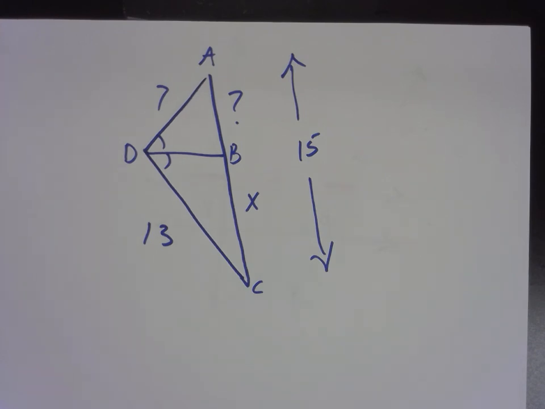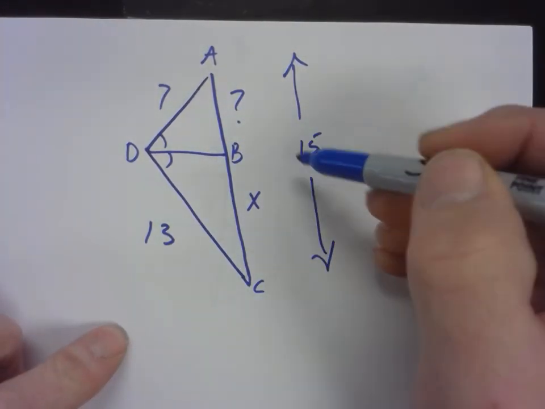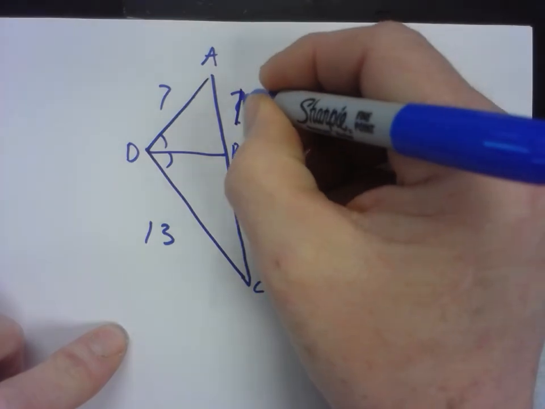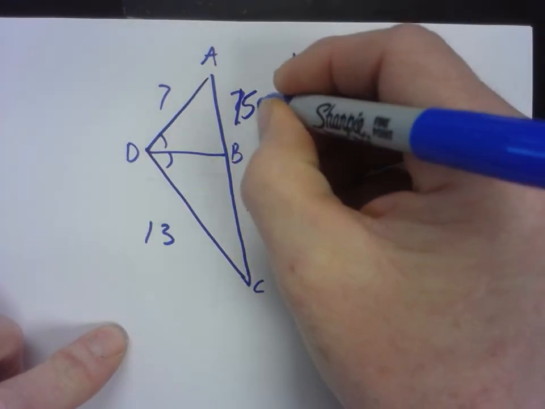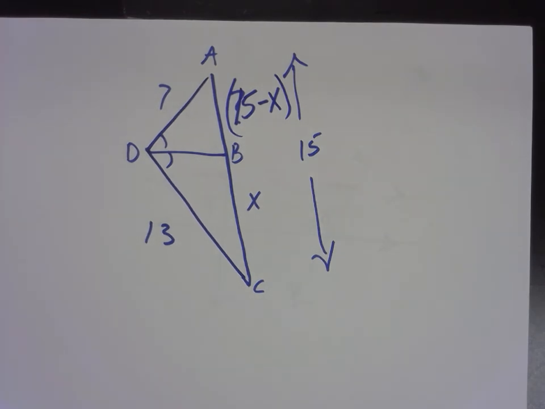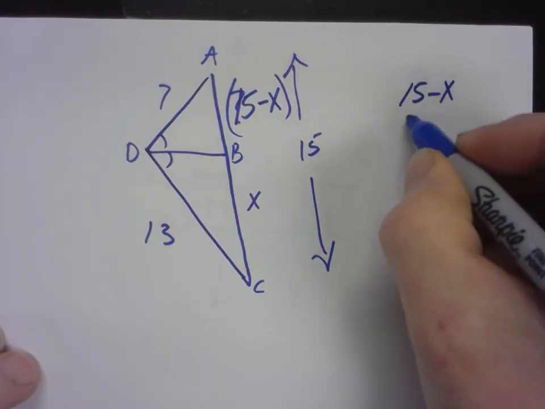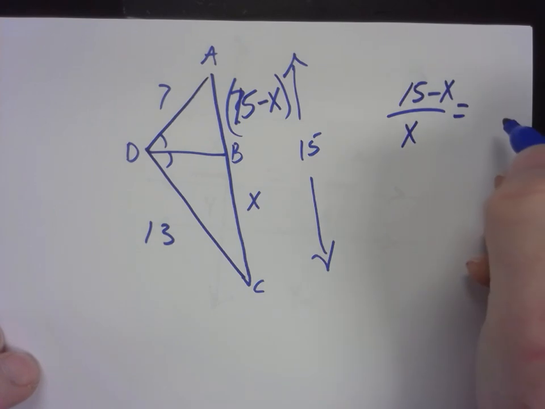Almost. Yes. And a lot of times we do this backwards. We want to say X subtract 15, but the whole thing is 15. This whole thing's 15. Subtract the X bit, and that's the length of AB. So we're naming two different things, but we're using the same variable. So now we can say 15 subtract X over X. What does it equal?